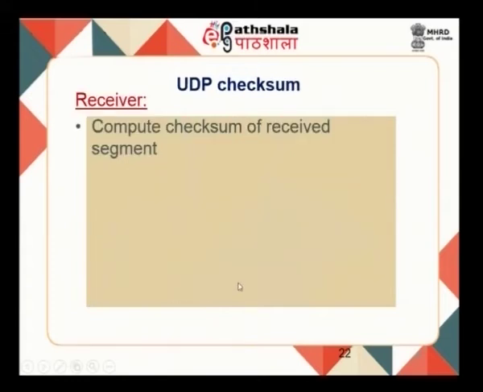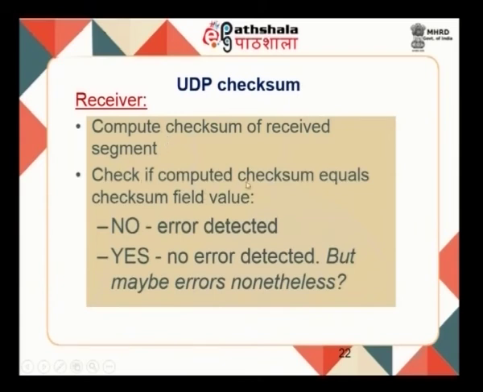At the receiver side, you do the same process again: you compute the checksum of the received segment and check if the computed checksum equals the checksum field value. If it does not match, that means there is an error, so you drop the packet. If the values match, then no error is detected, but there could still be errors. I will leave it to you as homework to think about why that could happen. But predominantly, if your checksum matches, we assume that there are no errors and that the packet has been delivered correctly. So, this is what happens with respect to the checksum.